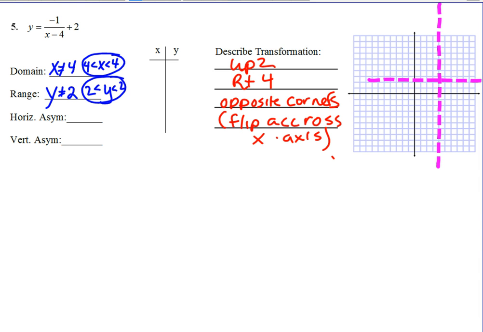Horizontal asymptote, remember how they match these? The horizontal is a y equals line, a y equals 2 line. That's where it can't have. Vertical asymptote, x equals 4. X can't be equal to 4, so you're going to have an asymptote there.